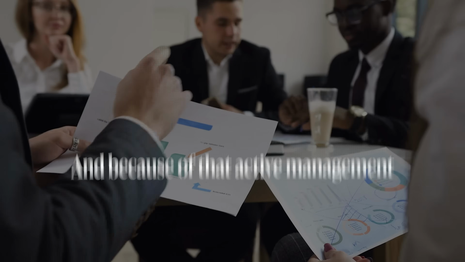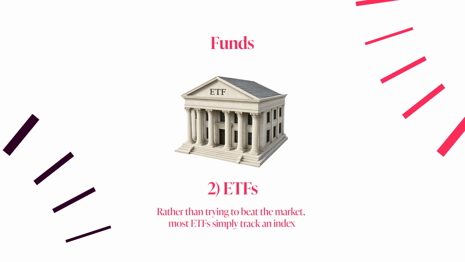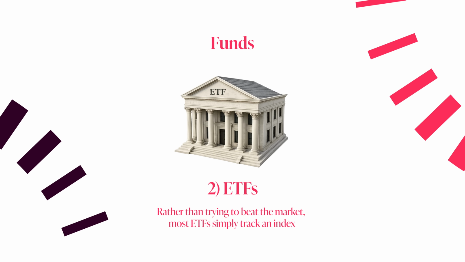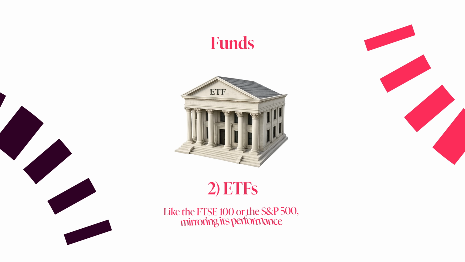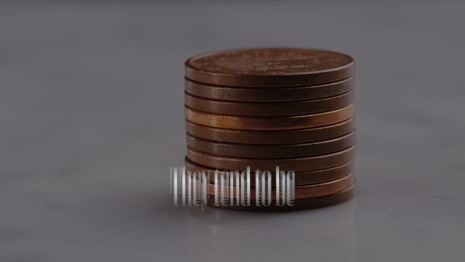And they come in all shapes and sizes, covering different regions, sectors, and asset types. And because of that active management, they tend to charge higher fees. ETFs, short for exchange traded funds, work differently. Rather than trying to beat the market, most ETFs simply track an index, like the FTSE 100 or the S&P 500, mirroring its performance. Because there's no active stock picking involved, they tend to be significantly cheaper, and they can be bought and sold throughout the day, just like shares.